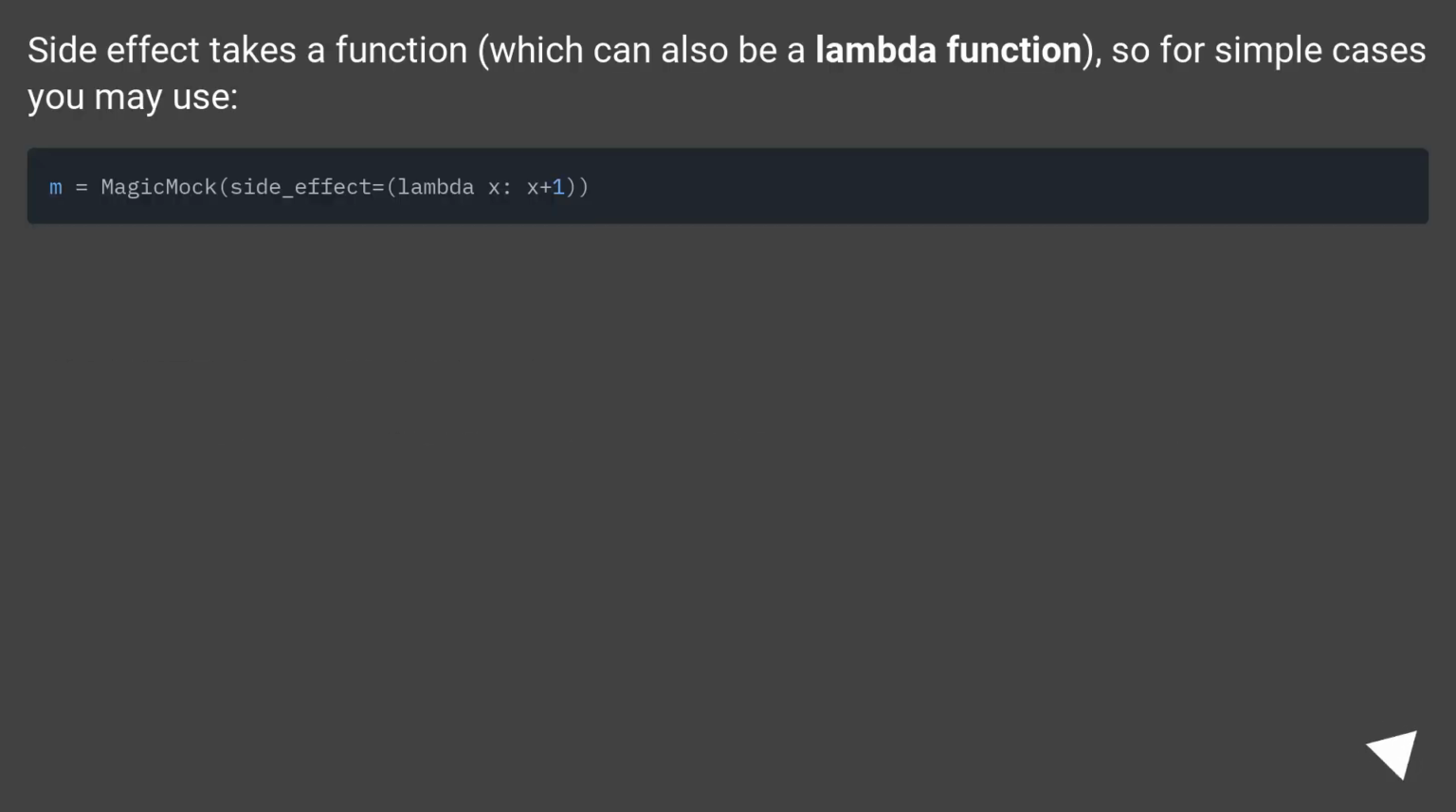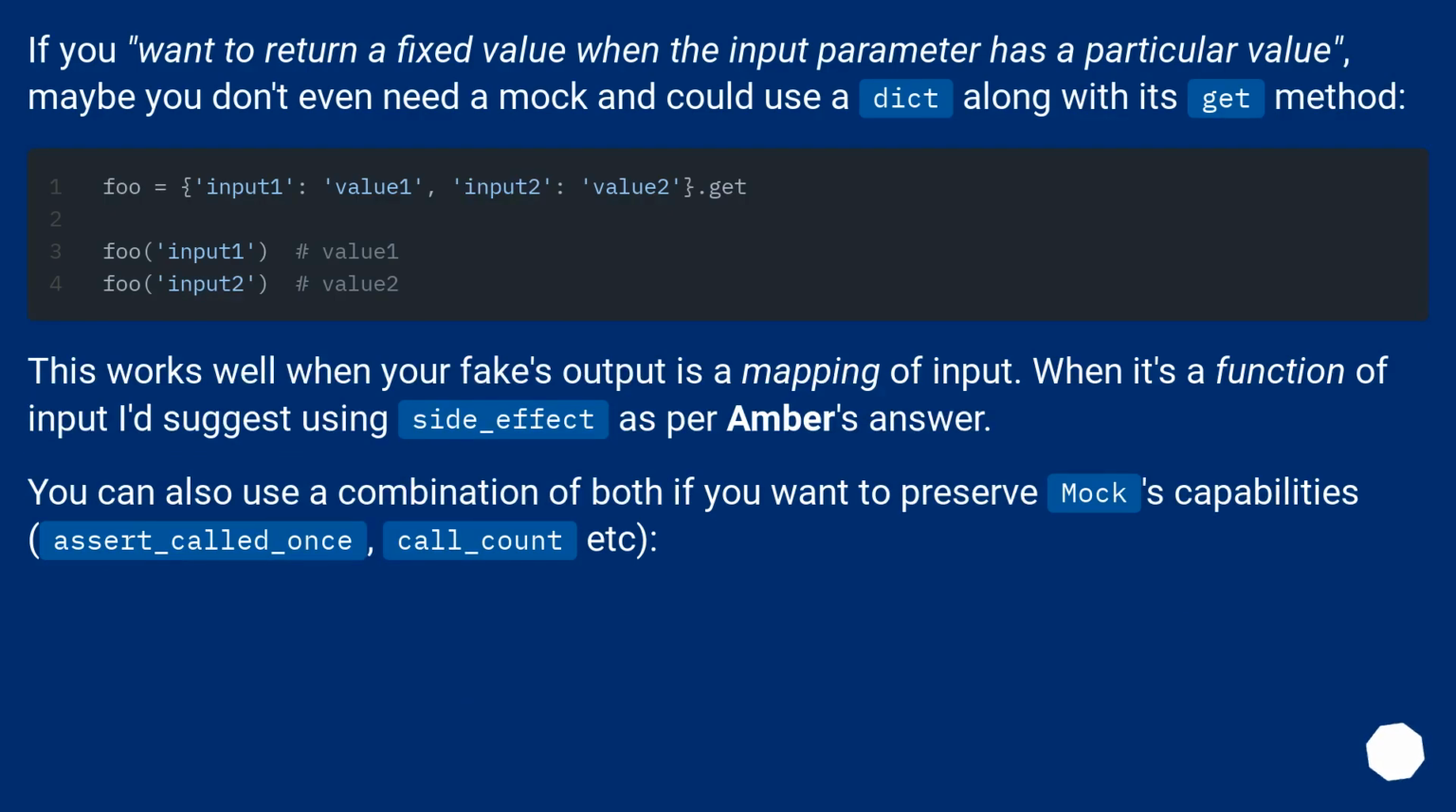Side effect takes a function, which can also be a lambda function, so for simple cases you may use one. If you want to return a fixed value when the input parameter has a particular value, maybe you don't even need a mock and could use a dict along with its get method.